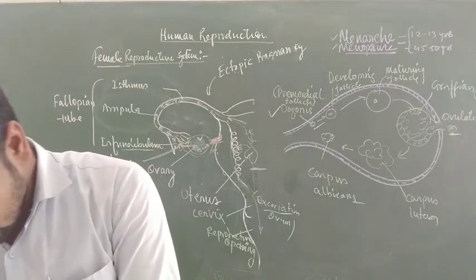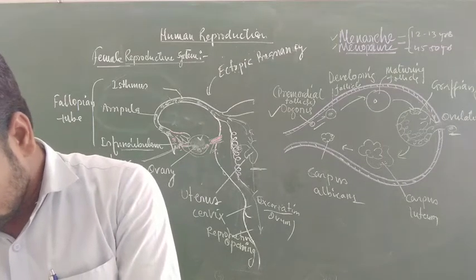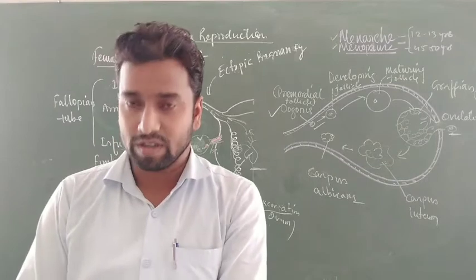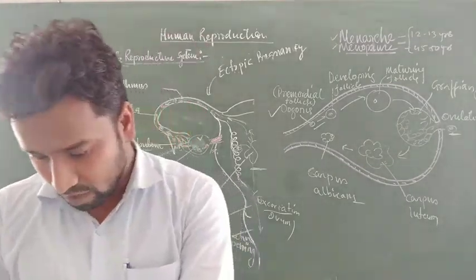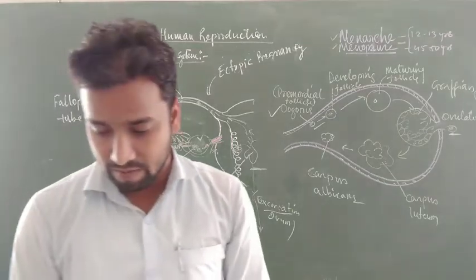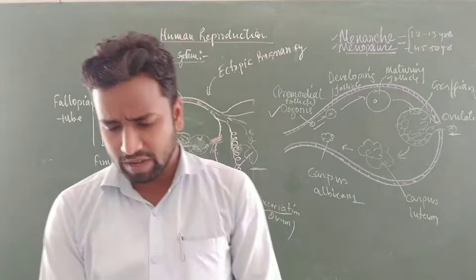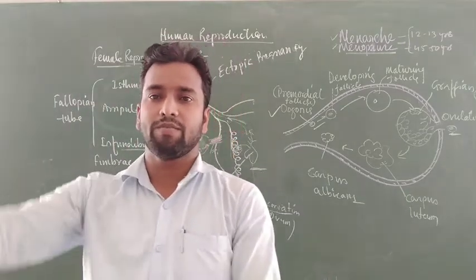Here some important parts are also given, like the cervical canal. What is a cervical canal? What is the mother's womb? Womb is also known as the uterus. What is the mons pubis? What are the labia majora, labia minora, hymen, clitoris? Hymen is one of the important parts of the female reproductive system.